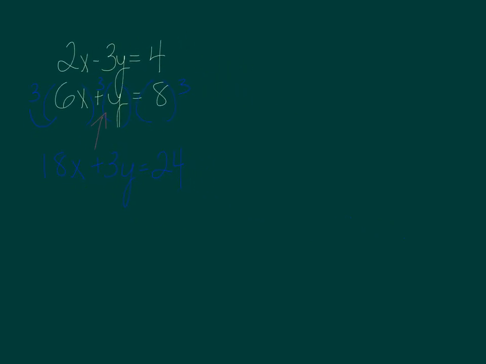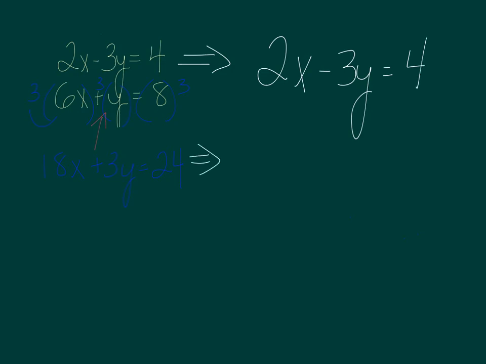And then what I want to do is go back to a color that would be more of a contrast so you can see. I'm going to rewrite the original because I haven't really touched it, right? 2x minus 3y equals 4. And now I want to rewrite this new version underneath it: 18x plus 3y equals 24.